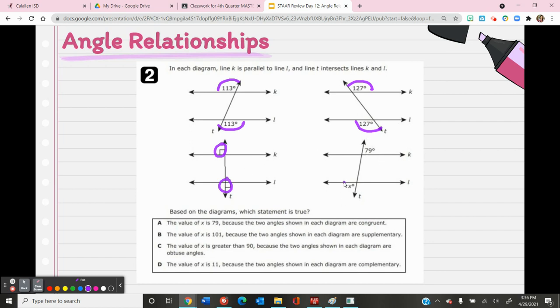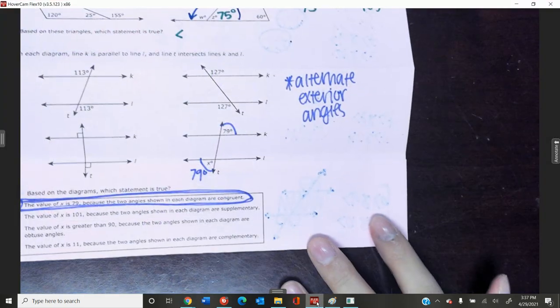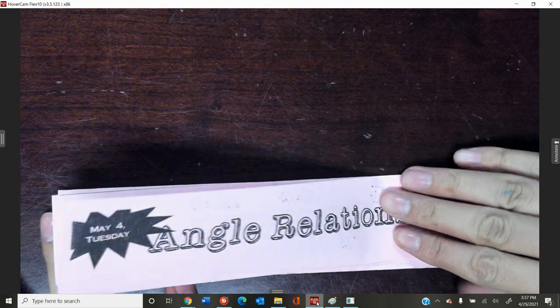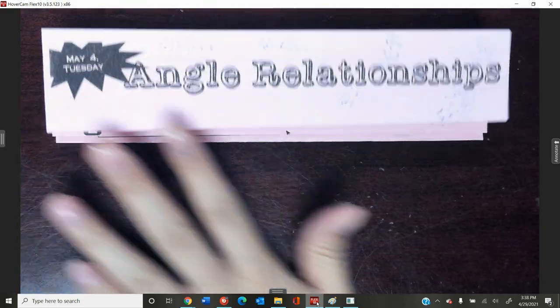So now whenever we're trying to find the value of x, I know that this is the alternate exterior angle to 79 degrees. So here, the value of x is 79 because the 2 angles shown in each diagram are congruent. Here, A is my answer. Both of these angles are congruent to each other. So, looking at your foldable now, this is everything you need written down for number 2. And again, that was angle relationships.